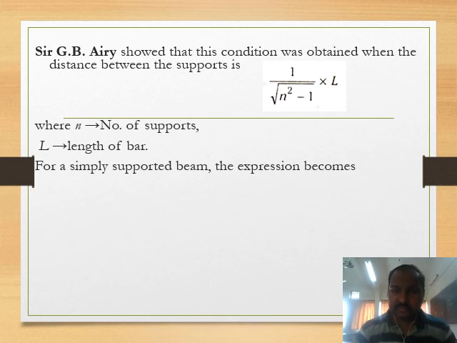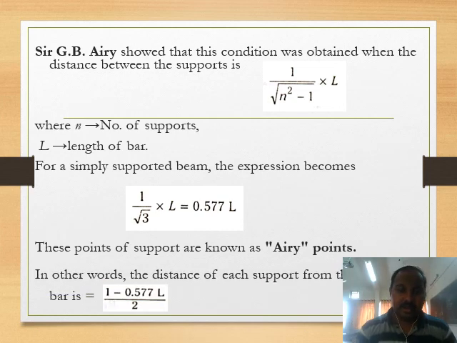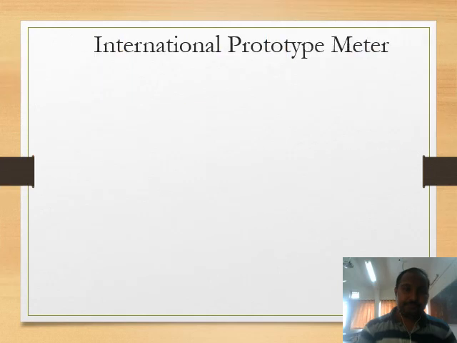Here in this case there are two supports, and the length of the bar is L. For a simply supported beam it is 1 divided by root of 3, into capital L, which is equal to 0.577 L. These points of support are known as Airy points. In other words, the distance of each support from the center of the bar is (1 minus 0.577) L divided by 2. So that is about the yard.